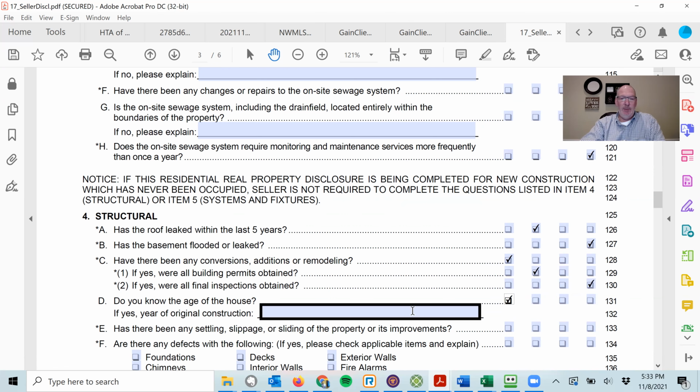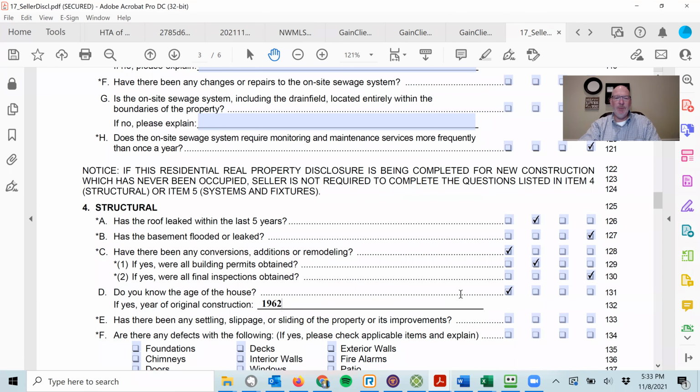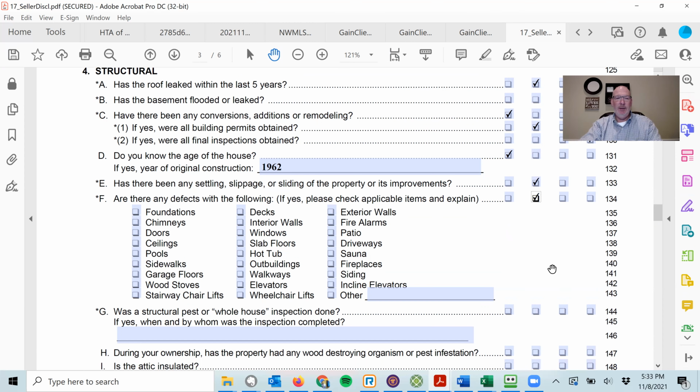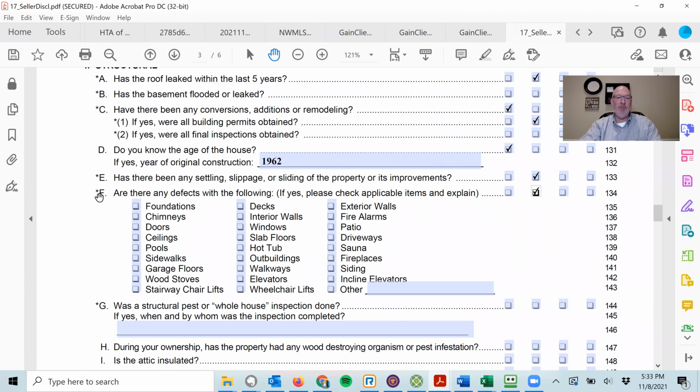Do you know the age of the house? Typically that's yes. And they'll tell you, yeah, it was built in 1962 or whatever. Has there been any slippage, sliding, or settling? No. Are there any defects with any of the following? And what I do is I'm going to read this whole list off. You stop me if I hit something where there's a defect. And I just go foundations, chimneys, doors, ceilings, pools, sidewalk. And I go through the whole list and hopefully they say no. If they say yes, then we're going to have to explain it on page 5, right?